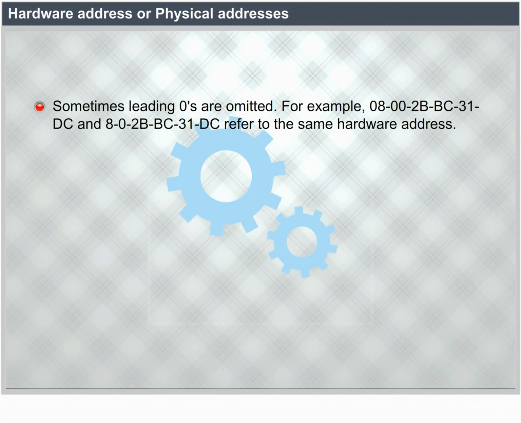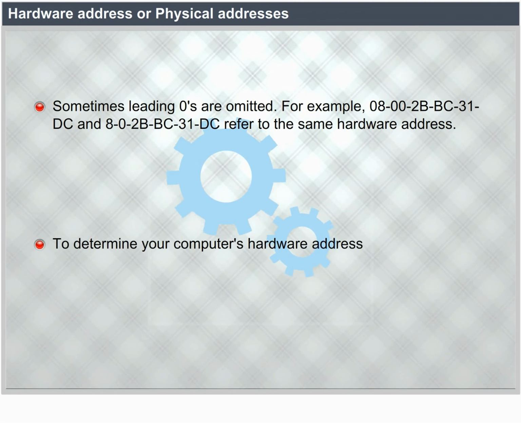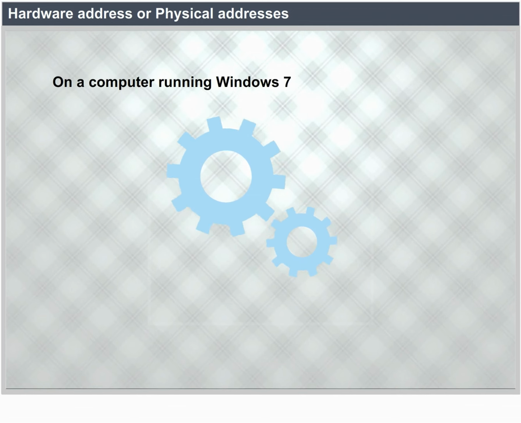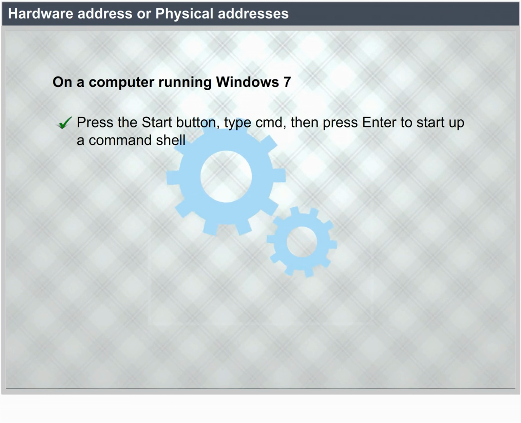For example, 08-00-2B-BC-31-DC and 8-0-2B-BC-31-DC refer to the same hardware address. To determine your computer's hardware address, on a computer running Windows 7, press the Start button, type CMD, then press Enter to start up a command shell. Type ipconfig /all. The hardware address will be listed under physical address.